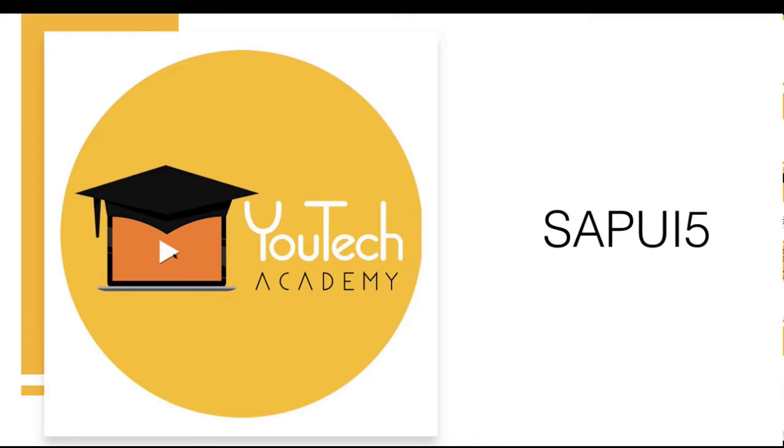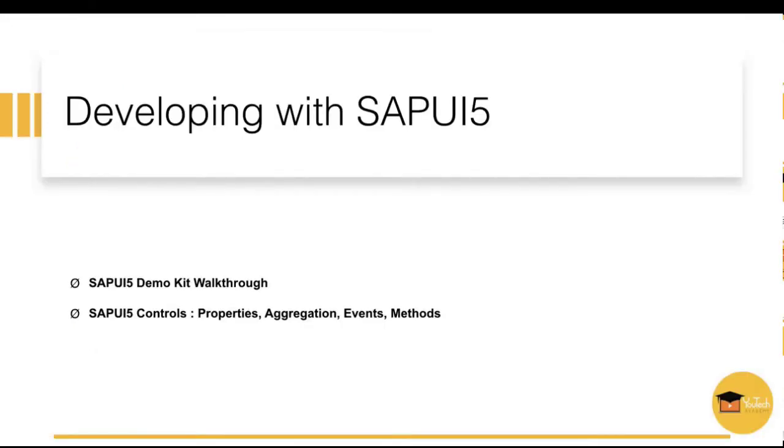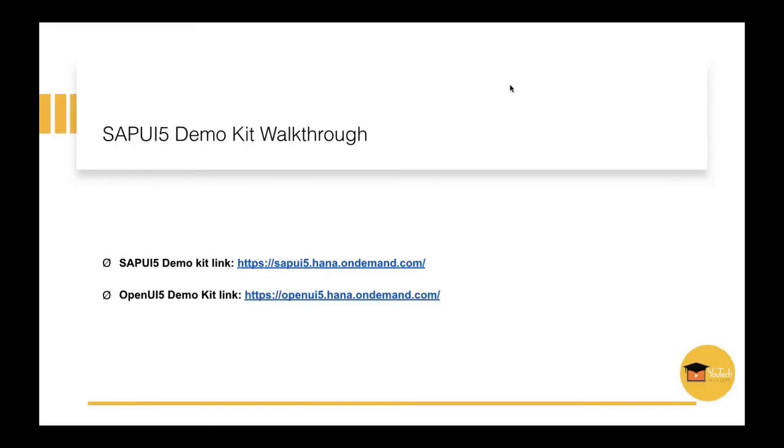In this series of SAP UI5 videos, today I'll talk about SAP UI5 controls. First, I'll walk you through the SAP UI5 demo kit, then we will look into SAP UI5 controls and their properties, aggregation, events and methods. The SAP UI5 demo kit is the main entry point of all SAP UI5 documentation. You can find the SAP UI5 and OpenUI5 demo kit links in the description of this video.